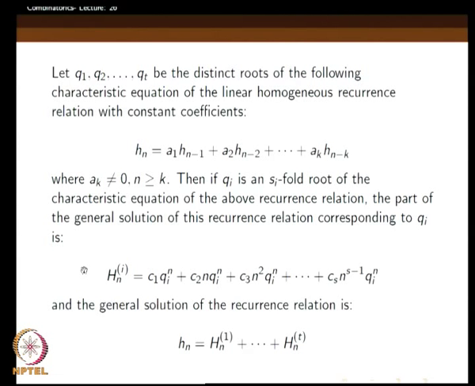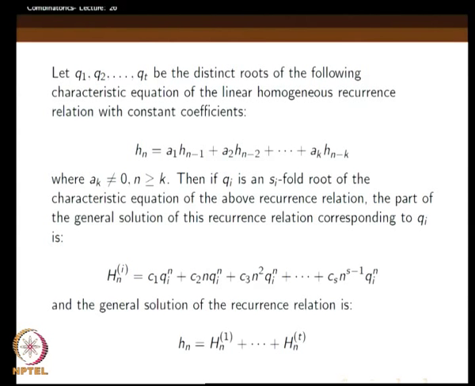It is clear that this hi of n, c1 qi raised to n plus c2 into n times qi raised to n plus c3 into n square times qi raised to n, up to cs into n raised to s minus 1 times qi raised to n, will satisfy this. The general solution of the recurrence relation will be the sum of all these parts.